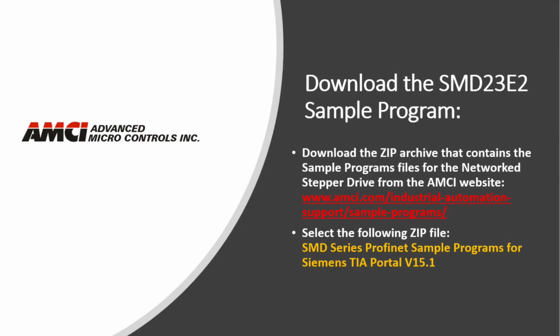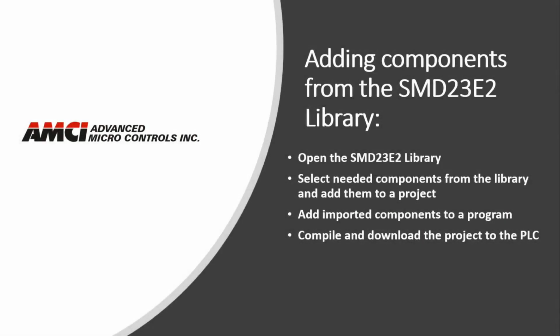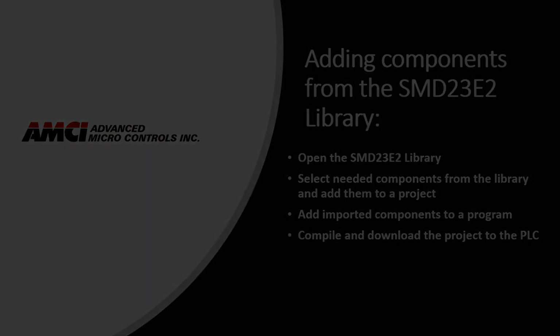It is recommended to download a zip archive file that, besides sample programs, contains a library with many functions and data blocks, which will be used in this tutorial, and it will definitely make your programming efforts easier. In this step, first we're going to open the library, then select needed components from the library that we're going to need for this tutorial and add them to the project. And then we're going to pick one by one of those components and add them to a program. Then at the end, we can compile and download the project to the PLC.